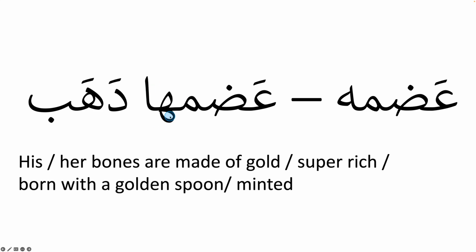So if you need a little bit more information on that, check the possessive pronouns tutorials, which I think one of it is nearly 45 minutes long. So if you need a little bit more information, have a look at that. عظمه ذهب and عظمة ذهب. So عظمه ذهب, you're talking about he. عظمة ذهب, you're talking about she. So the literal translation for it, as you see here, which means her or his bones are made of gold. So it refers to somebody who's super rich.